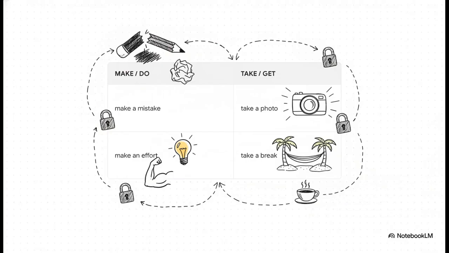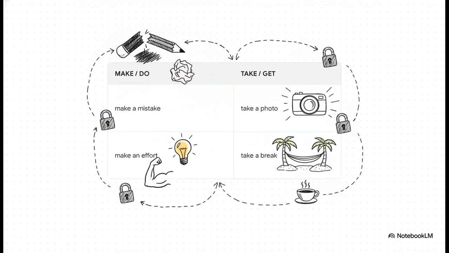This brings us to collocations. These are words that just naturally group together, quite honestly, often without any deep underlying logic. They just are what they are. And the pairings here brilliantly illustrate the challenge. You make a mistake and make an effort, but you take a photo and take a break.